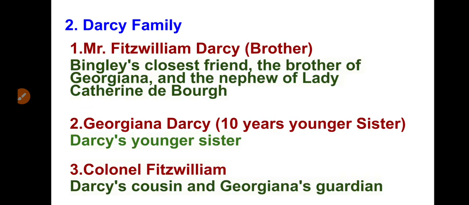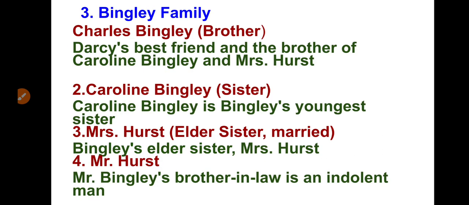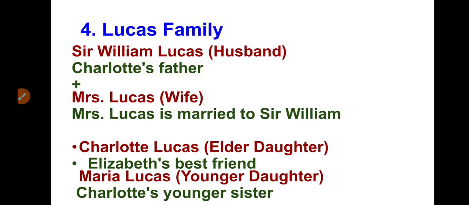And then the next family is the Darcy family, where Mr. William Darcy or Fitzwilliam Darcy is important, and then his sister Georgiana and Colonel Fitzwilliam. Then the Bingley family: Charles Bingley is very important, and then Caroline Bingley and Mrs. Hurst. These are the two sisters of Charles Bingley, very haughty and rude.